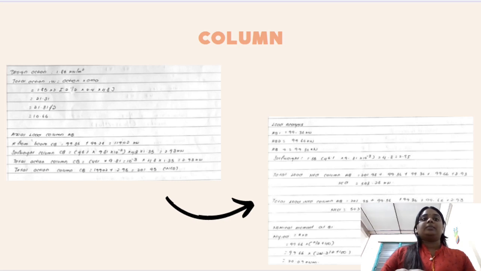The nominal moment at the beam, using the formula, equals 99.66 times (202.2 divided by 2 plus 100), which equals 20.09 kNm. The NRD formula equals 99.36 minus 99.36 divided by (h over 2 plus 100), which equals 99.36 minus 99.36, equal to 0 kN.